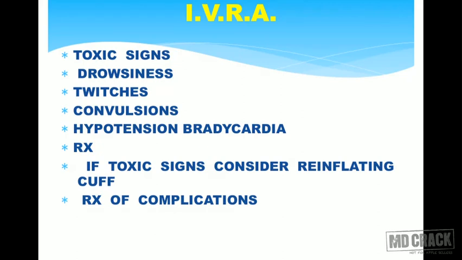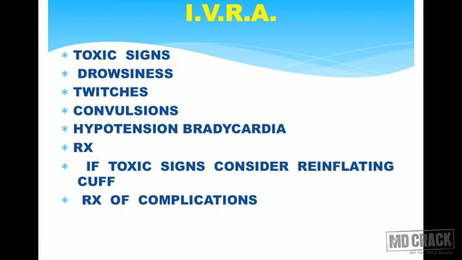What are the toxic signs? Drowsiness, twitches, convulsions, hypotension, and bradycardia. These are the toxic signs. Whenever these toxic signs are present, that is drowsiness, twitches, convulsions, hypotension, you think that the local anesthetic solution has got access to the intravascular space and has reached the heart.